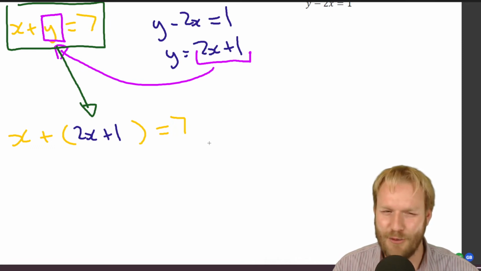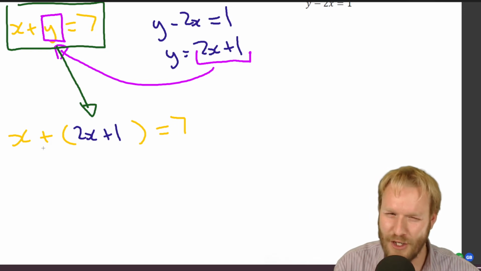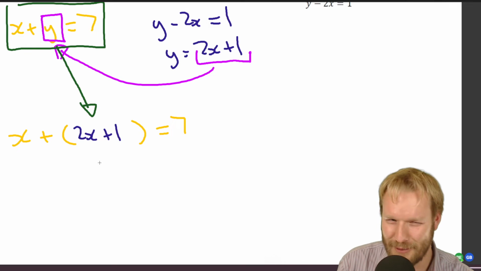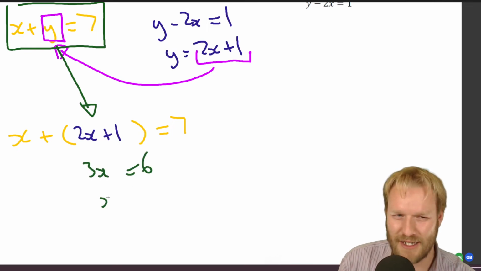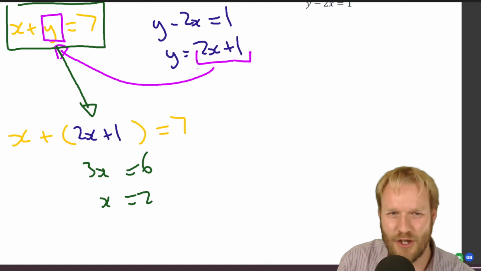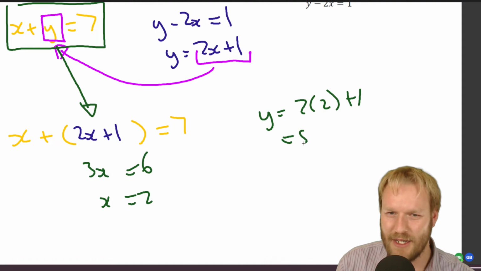Okay, I'm going to do it. How about this? These brackets aren't actually doing too much, so I'm speeding myself here. I'm going to go x plus 2x is 3x. I'm going to subtract 1 from each side. x equals 2. I'm going to sub into this value here. y equals 2 times 2 plus 1, so y equals 5. So our answer is 2, 5.